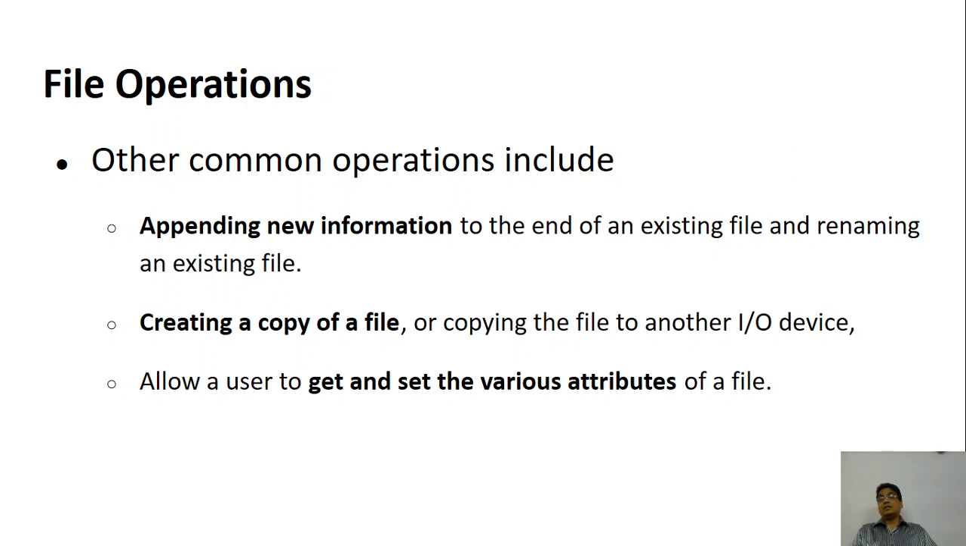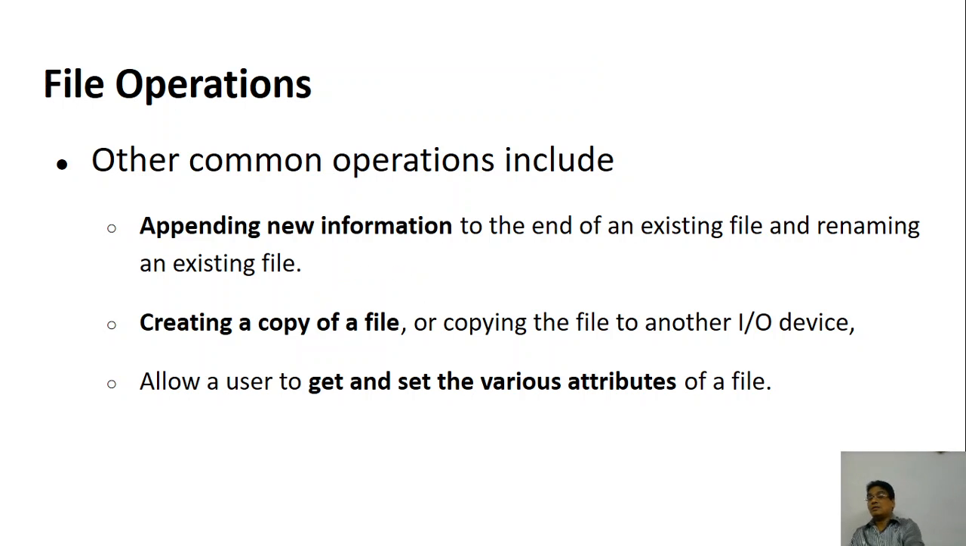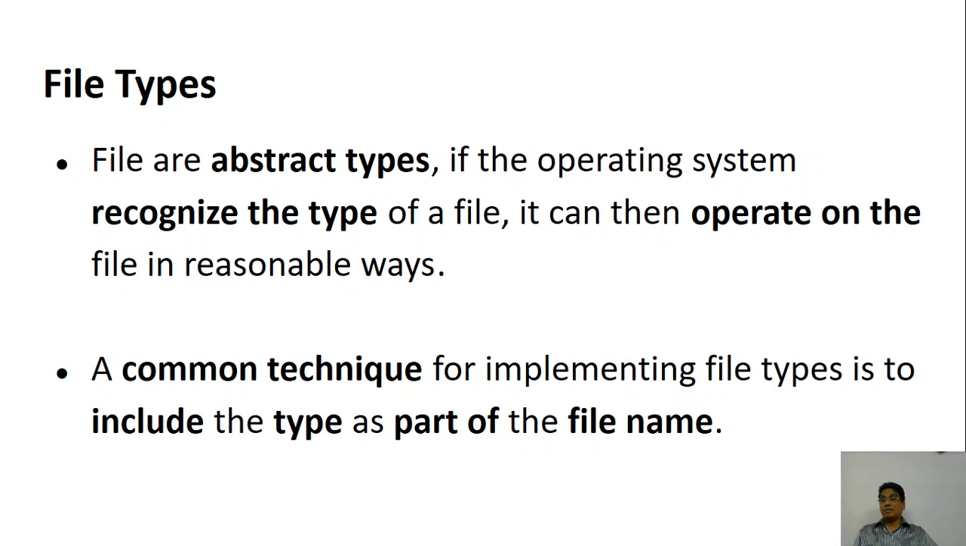The other type of operation that you can perform on the file could be appending new information. What is append? Append is add at the end. So if you have a file over here, you can add additional information at the end. This is called appending, adding at the end. Then you can copy one file to the other file or to the other device, and also get the attributes, like when that file was created, who created that file, what is the permission that the file has. You can either get the file attribute, or set the file attribute. You can put the new information back.